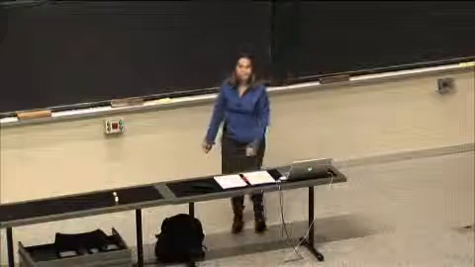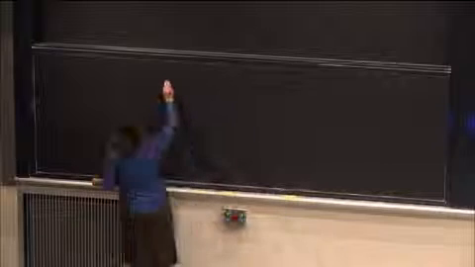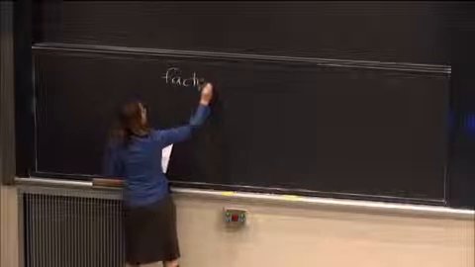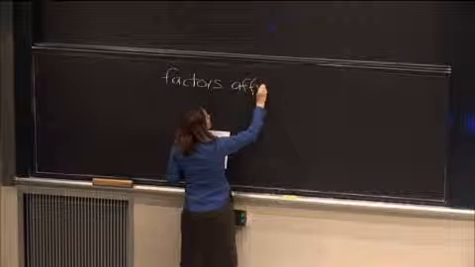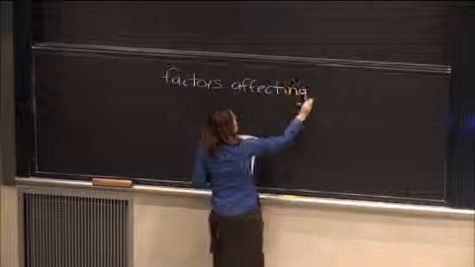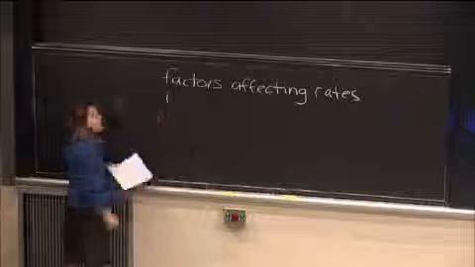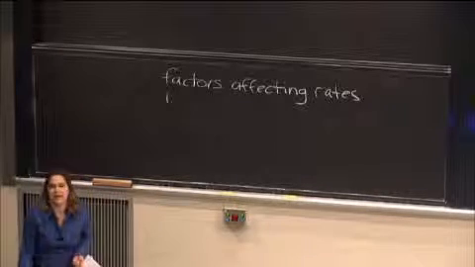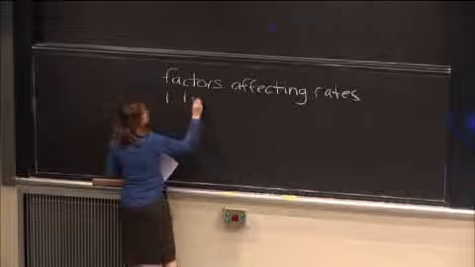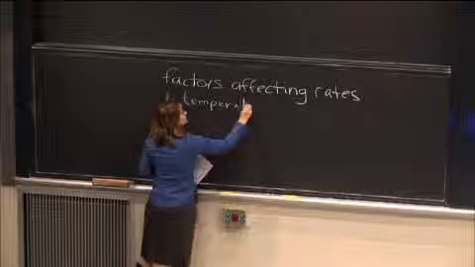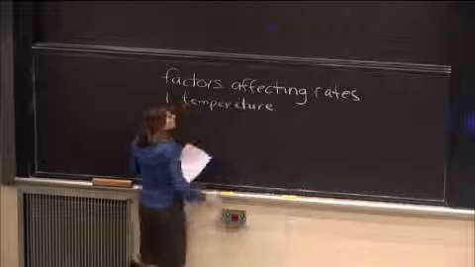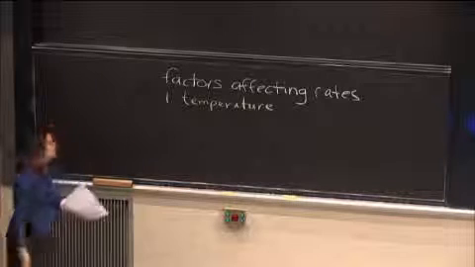So let's think about what are some factors that would affect rates of reactions. Let's write down, and you can think about, what are some factors affecting rates. What's one thing people can think of that might affect the rate of a reaction? Temperature. Definitely. And this is used quite often in cooking to get things to occur.